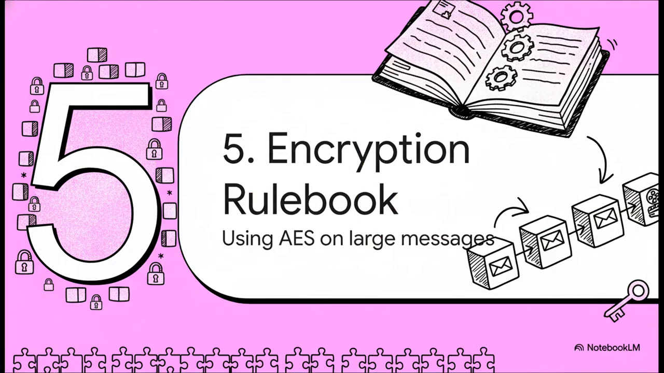Okay, so that leads to a pretty obvious question, right? If AES only works on these tiny 128-bit chunks, how in the world do we encrypt, like, a whole movie file? Well, that's where the rulebook comes in. Let's get into Section 5, the rulebook for encryption.